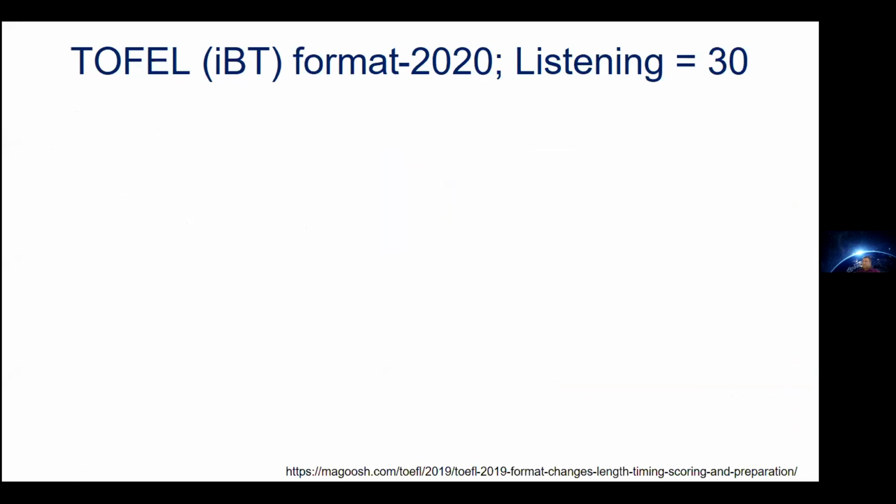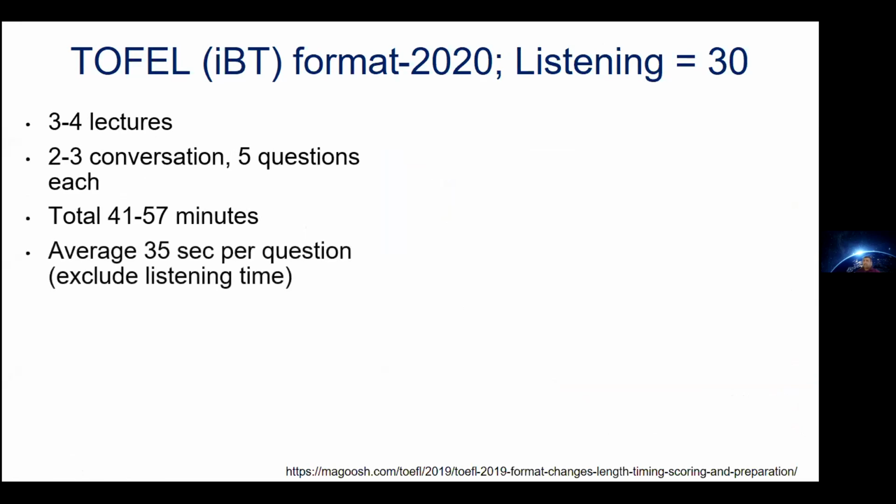Then is the listening section, same 13 scores, and then there would be 3 to 4 lectures, and there would be 2 or 3 conversations in each lecture, and there would be 5 questions from each of the conversations, and there would be a total of 41 to 57 minutes, and the average time for each question is 35 seconds, and this excludes the listening time.